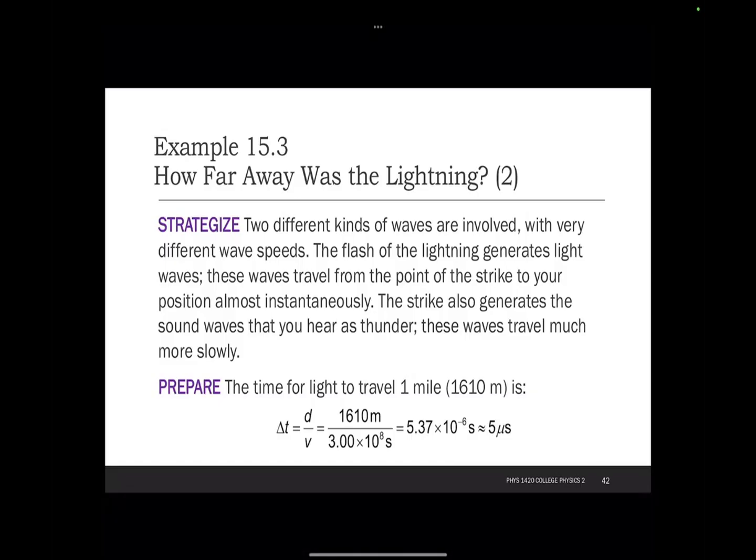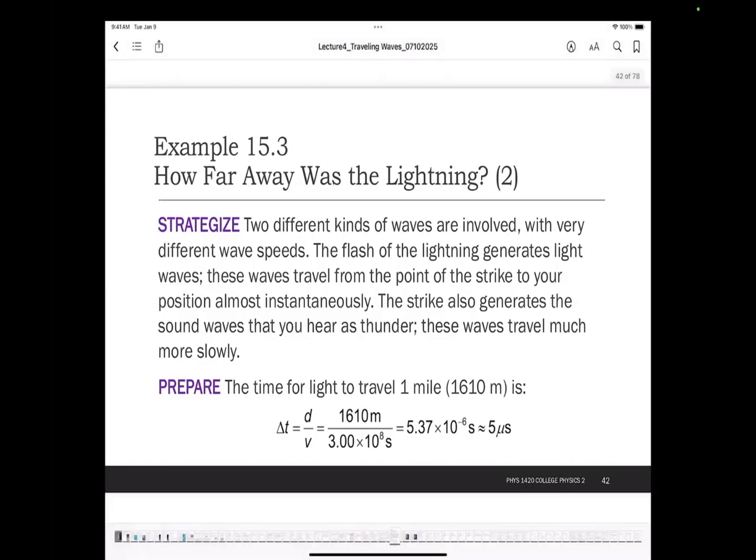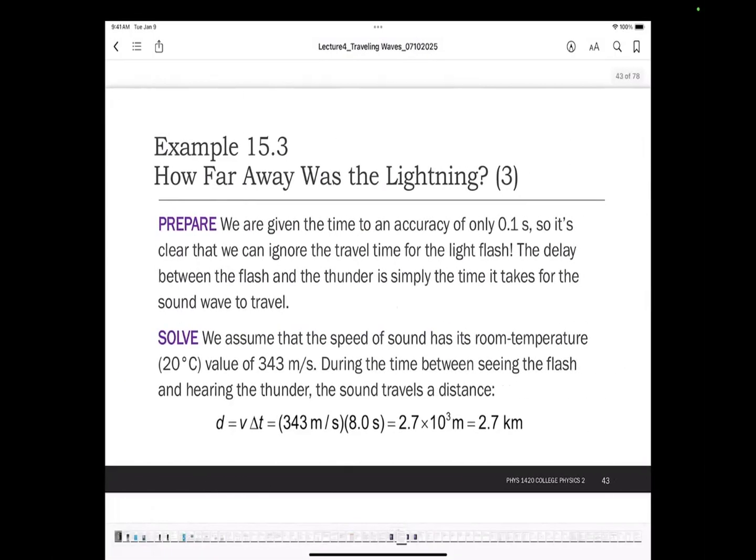You can see, 1 mile is just 1,000 meters, and then it will divide the letter, which means this short time this light will travel 1 mile. So, as we talked about, we are given the time to an accurate degree, so it's clear that we can ignore the travel time for the light flash.